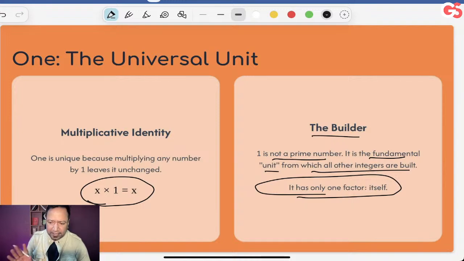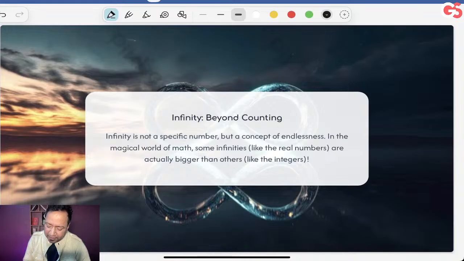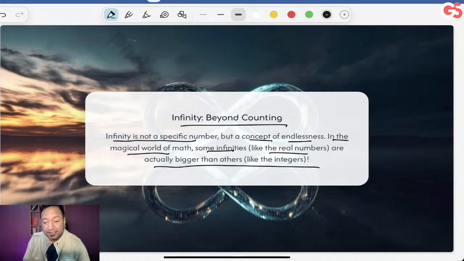Now, so these two things are pretty much obvious to all of us. Next is infinity, that is beyond counting. Infinity is not a specific number, but a concept of endlessness. In the magical world of math, some infinities, like the real numbers, are actually bigger than others, like the integers.